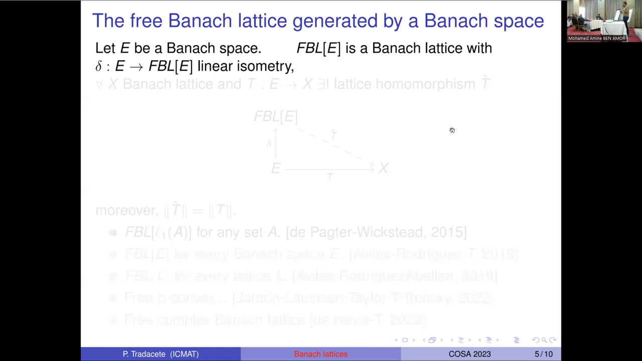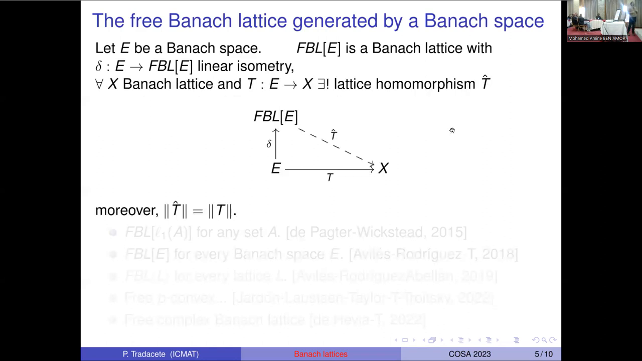What we are going to do is you give me your favorite Banach space, and I'm going to construct some Banach lattice which is very well attached to it, in a very particular way. So I start with the Banach space, I'm calling Banach spaces E here. The free Banach lattice generated by E is a Banach lattice which is also equipped with the canonical linear isometric embedding of E into the free Banach lattice, right? So I have a Banach space E sitting inside the free Banach lattice in some linear way. And this embedding has the following universal property.